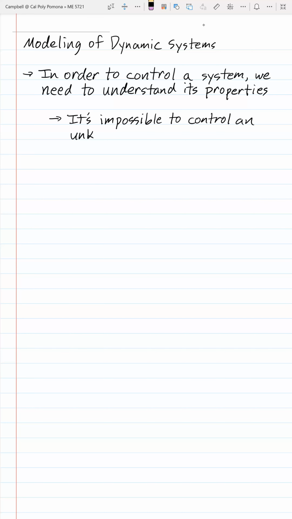You have no idea what it is. There's no way you're going to be able to control it, because that's what we rely on as engineers, is to be able to say, oh, this system will do this. So if I do this other thing, I will then be able to get that system to do what I want it to do. And that's all contingent on understanding the properties of that system. And so that's the whole point of this mathematical modeling of dynamic systems.